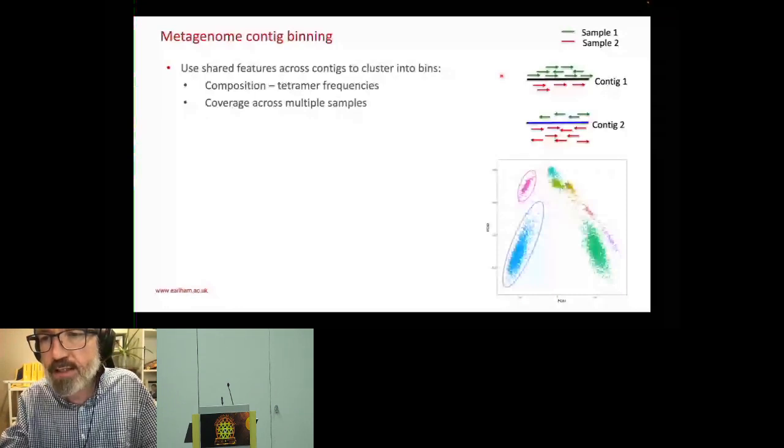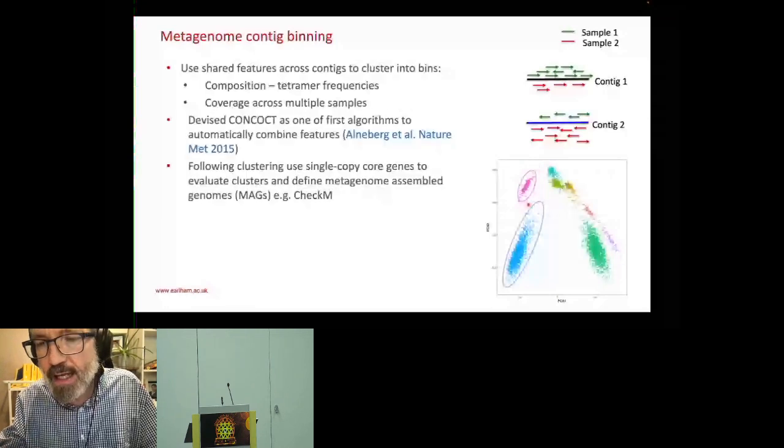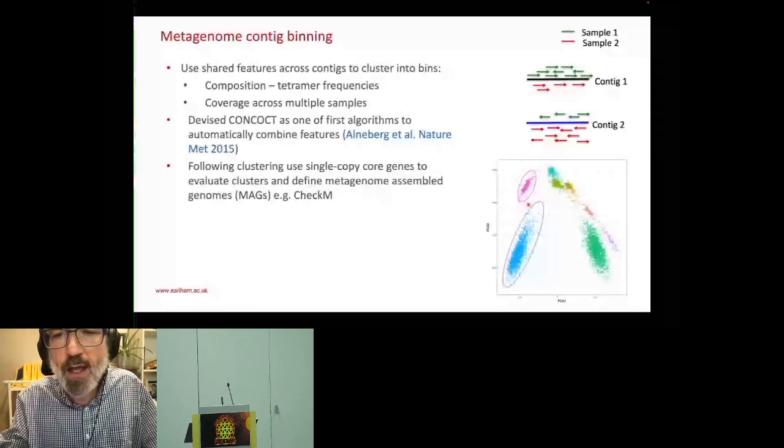And I've illustrated this here by taking a set of contigs, forming coverage and composition vectors, and then doing a PCA. And you can see that we get these clusters in 2 dimensions. We devised CONCOCT as one of the first algorithms to use both sources of this information. And in that case, for clustering, we used a Gaussian mixture model.